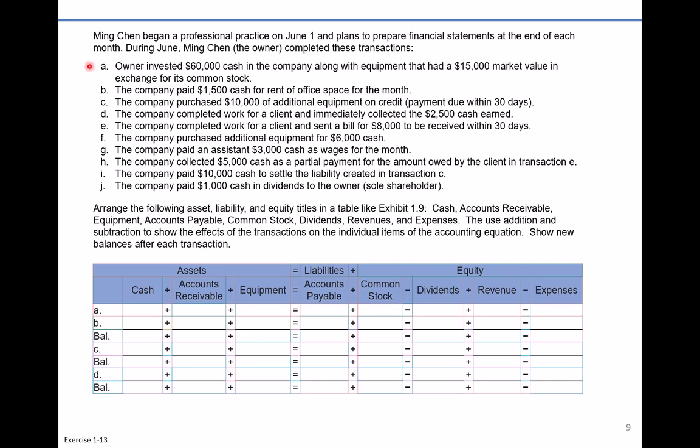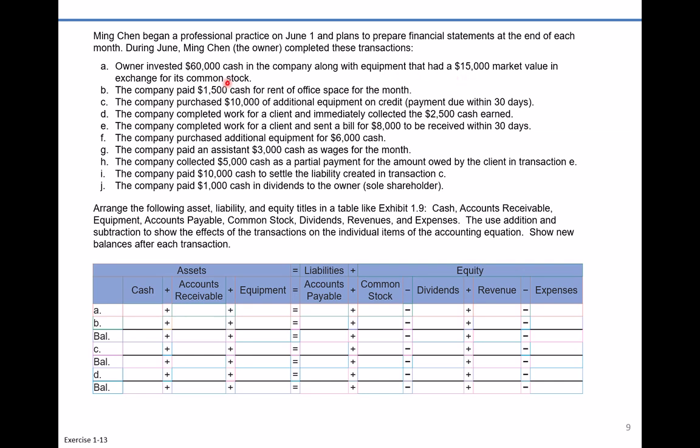So the owner invested $60,000 in cash. Recording this from the company's perspective, we know the company has more what? They've got more cash, $60,000 to be specific. What else does the company have more of? Well, they've got more equipment. They've got $15,000 more in equipment.